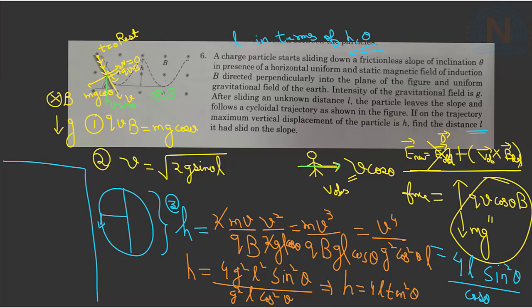When I arranged it properly, L became h cot square theta divided by 4. And you just have to arrange those equations properly. Arrange them properly, so you should get yours.